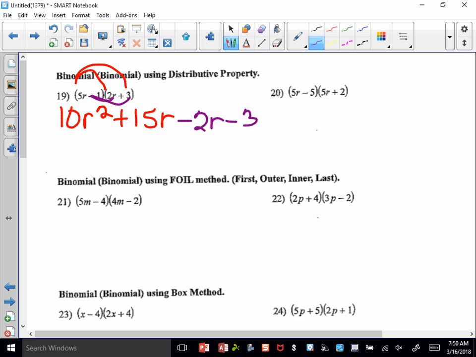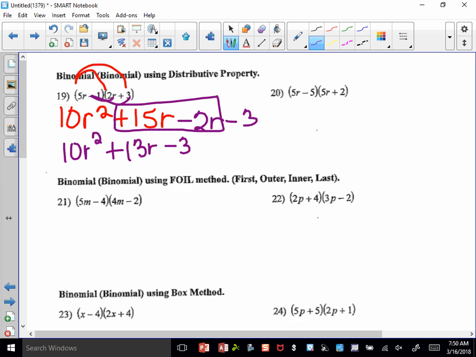So after you do all the multiplication, then obviously you combine the terms that are alike together. Most of the time it's just the middle terms that are like terms. So you'll obviously again put it in standard form. So 10r squared plus 13r minus 3. And that's all you do. Okay, so it's really just following the distributive property.